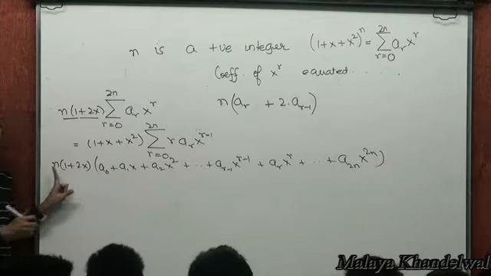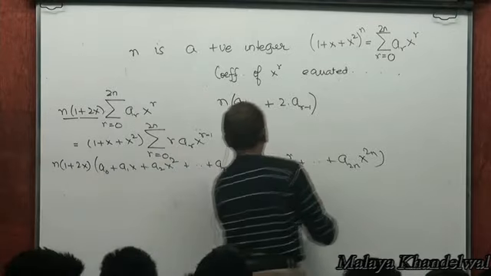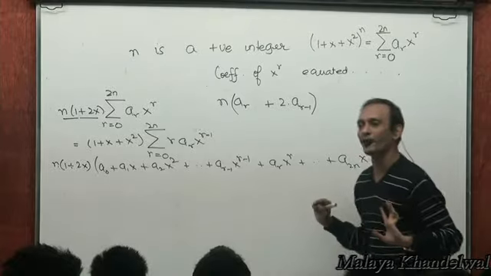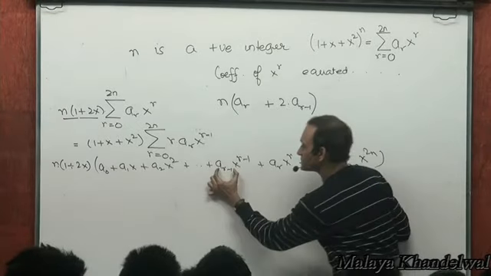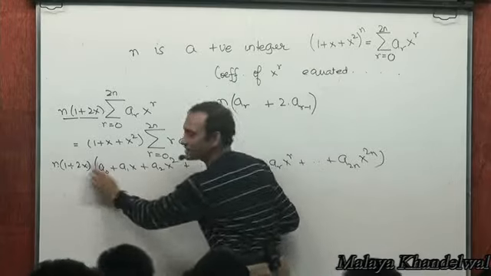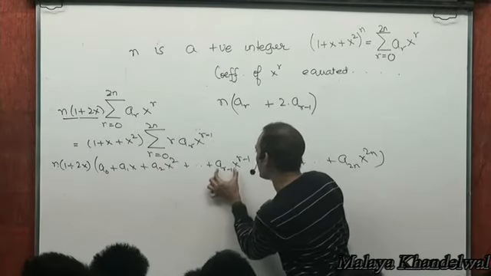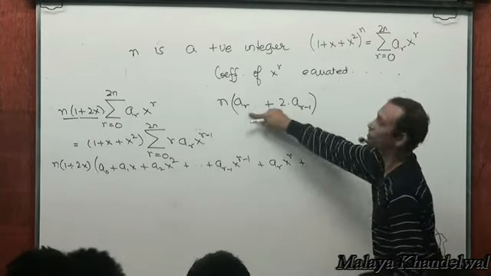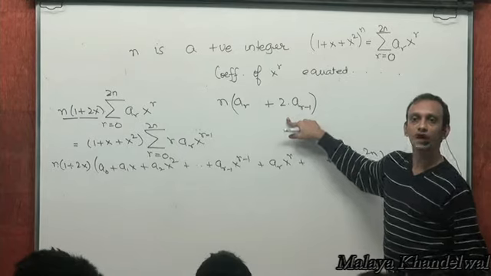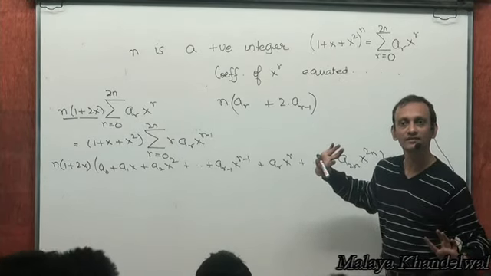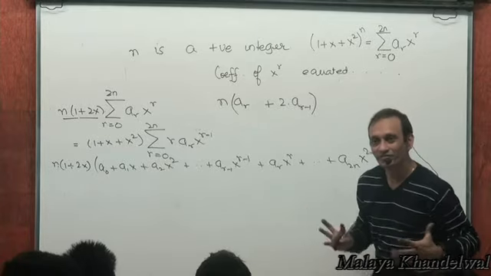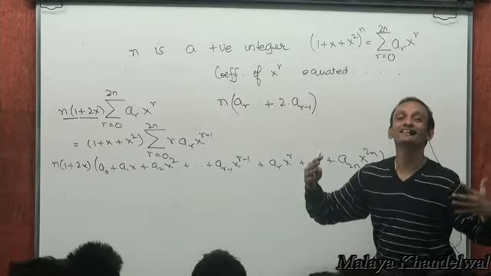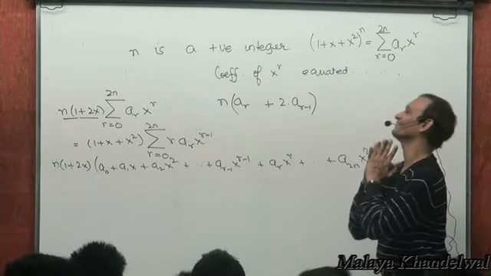Now, how does one get x^r here? I take this A_R into n into 1. Will that not give me x^r? And then I take this x^(r-1) into x. That will also give me x^r. And then the required coefficient would be A_{R-1} into 2 into n. Yes or no? Which are the two terms here? Are you still uncomfortable with this? In sync? Yes or no? Yes. Thank you.